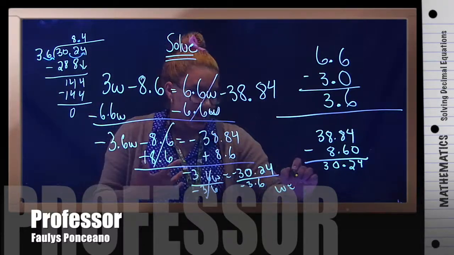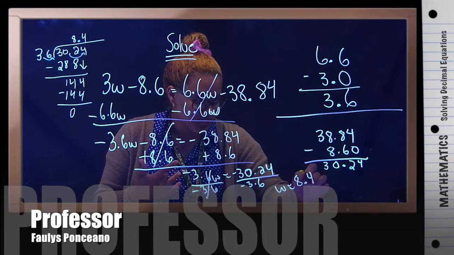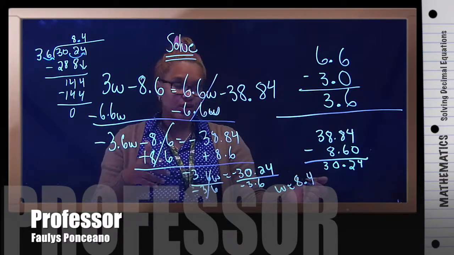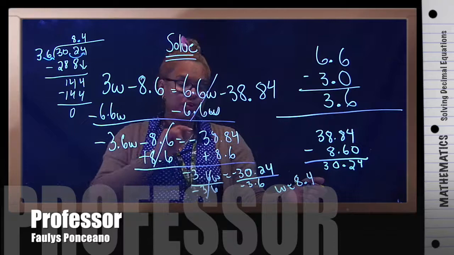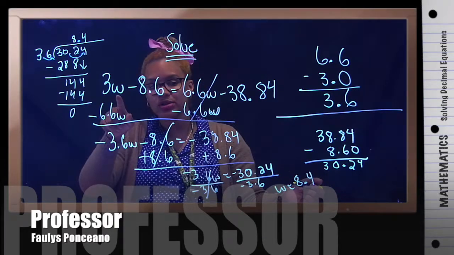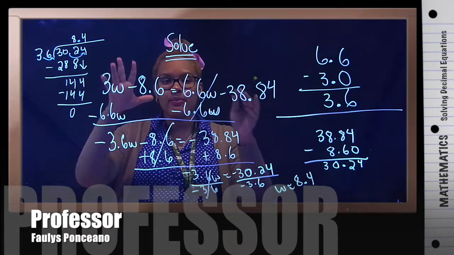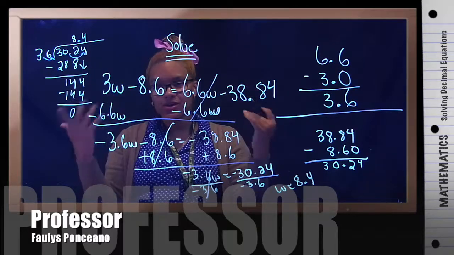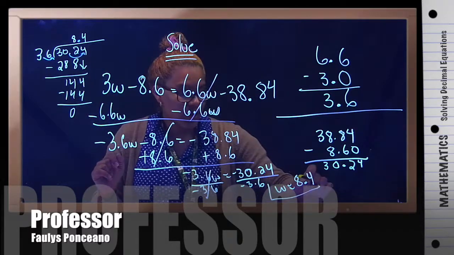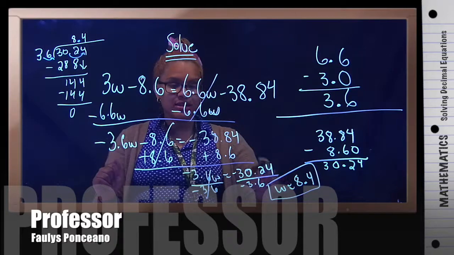8.4, that's w. Okay? You can always double check your work by substituting the 8.4 for the w in the equation. And if both sides are equal, then you're fine. Okay? So, that's the answer for this example.